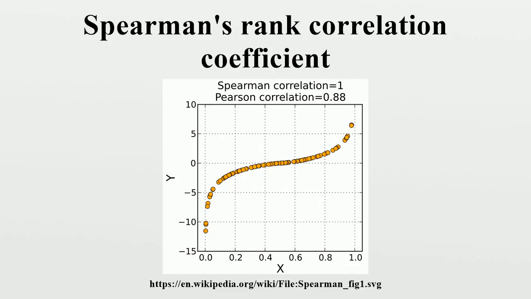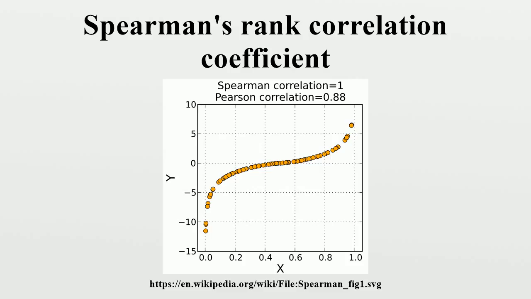Interpretation. The sign of the Spearman correlation indicates the direction of association between X and Y. If Y tends to increase when X increases, the Spearman correlation coefficient is positive. If Y tends to decrease when X increases, the Spearman correlation coefficient is negative. A Spearman correlation of 0 indicates that there is no tendency for Y to either increase or decrease when X increases. The Spearman correlation increases in magnitude as X and Y become closer to being perfect monotone functions of each other. When X and Y are perfectly monotonically related, the Spearman correlation coefficient becomes 1.